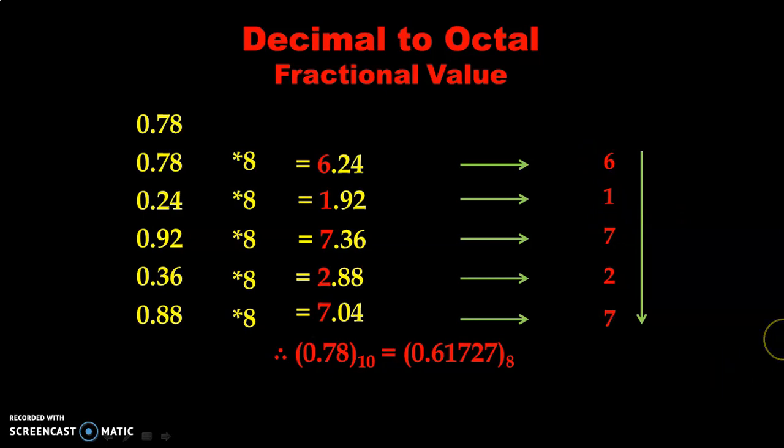61727. And so for the overall mixed number, that was 2419.78 decimal number, the equivalent octal number we are getting is 4563.61727. So this way we can convert our decimal number into an octal number. The number may be an integer value, may be a fractional value, or it may be a combination of integer as well as fractional number, that is a mixed number.